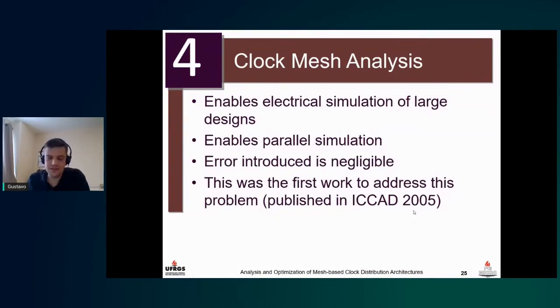So the main contribution of this technique is to enable the electrical simulation of large designs, to enable a parallel simulation of the clock mesh, and while introducing negligible error.